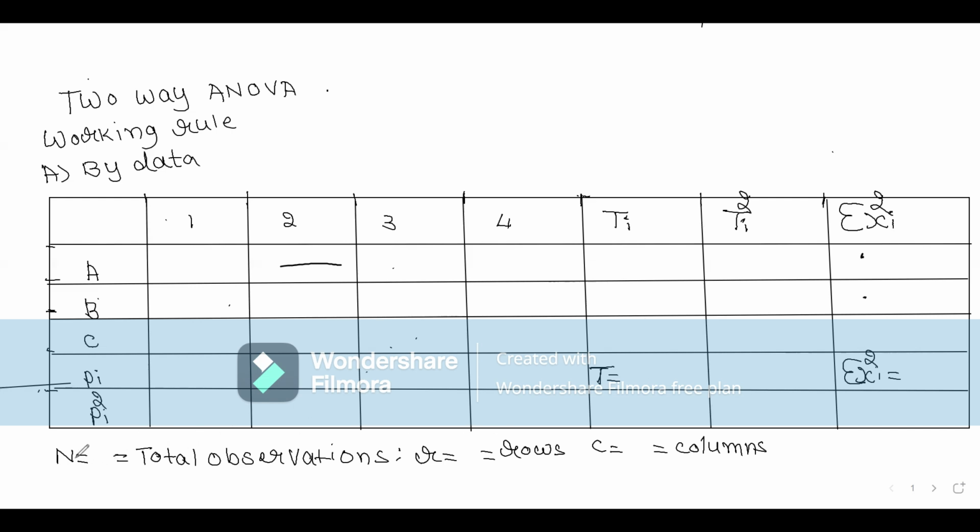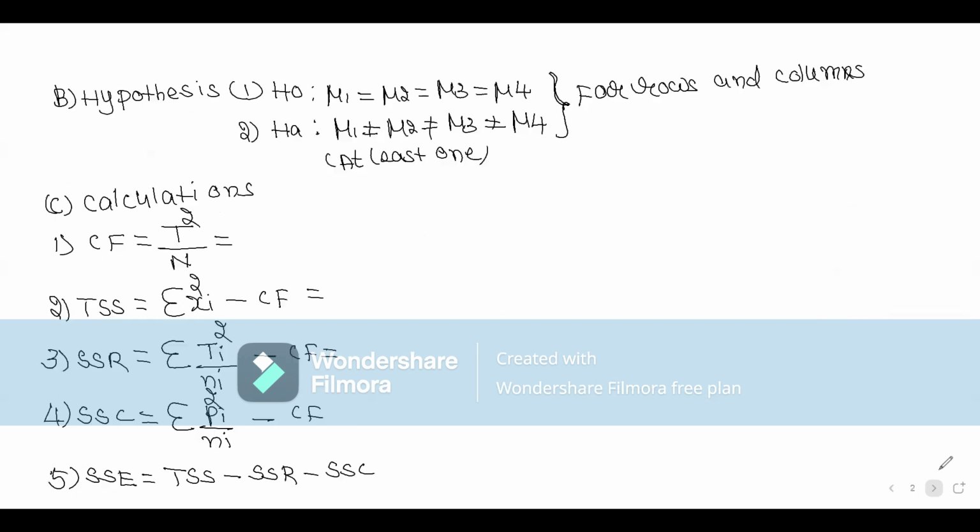Okay. And next, look here, n. N means total observations. Please look here, 1, 2, 3, 4. The 4 columns are there. And rows you count, 1, 2, 3. 4 into 3, n equal to 12, you can write. And rows, look here, first row, second row, third row. 3 rows are there. R equal to 3, you can write. And columns, look here, first column, second column, third column, fourth column. Means C equal to 4, columns you can write. Okay, then we can go to the next.